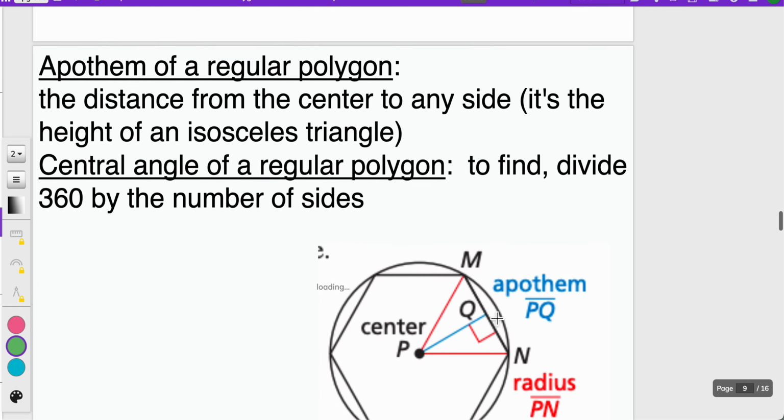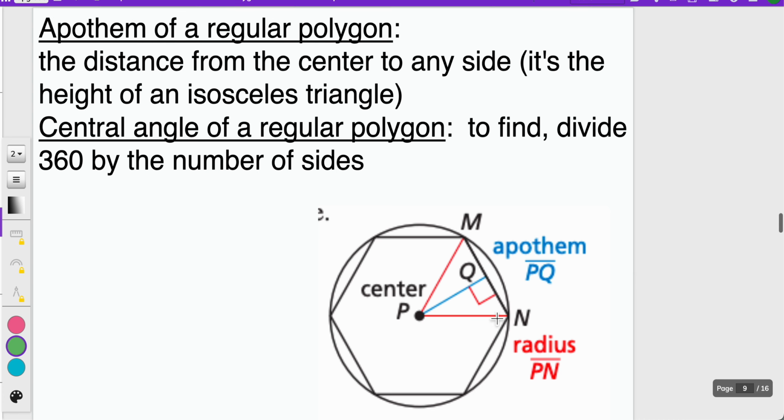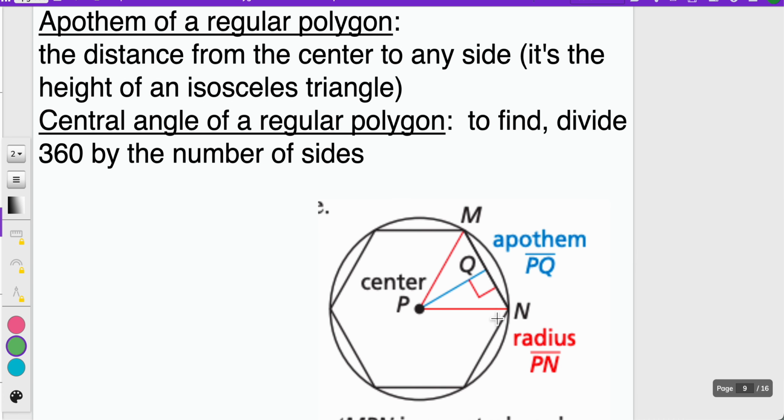The next thing we're going to talk about is something called an apothem and central angle of a regular polygon. So an apothem is the distance from the center to any side, and it'll also be the height of the isosceles triangle, not to be confused with radius. This is not radius, okay? So like in this case, from P to Q is the apothem, the radius is PN, or you can even say the radius is PM, okay? Because PM and PN are touching the side of the circle, where the apothem is just going from the center to the side of a polygon inside.